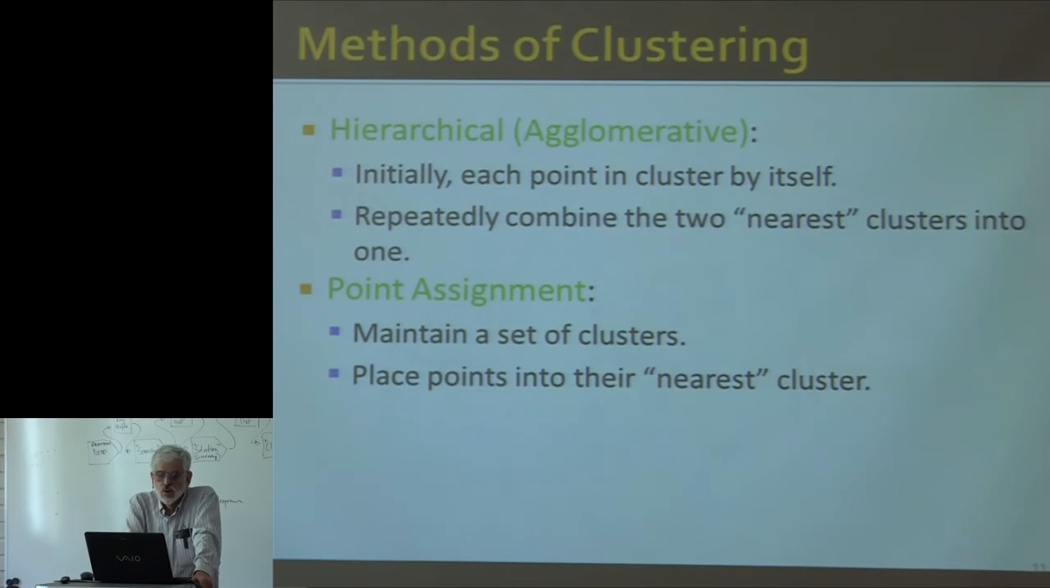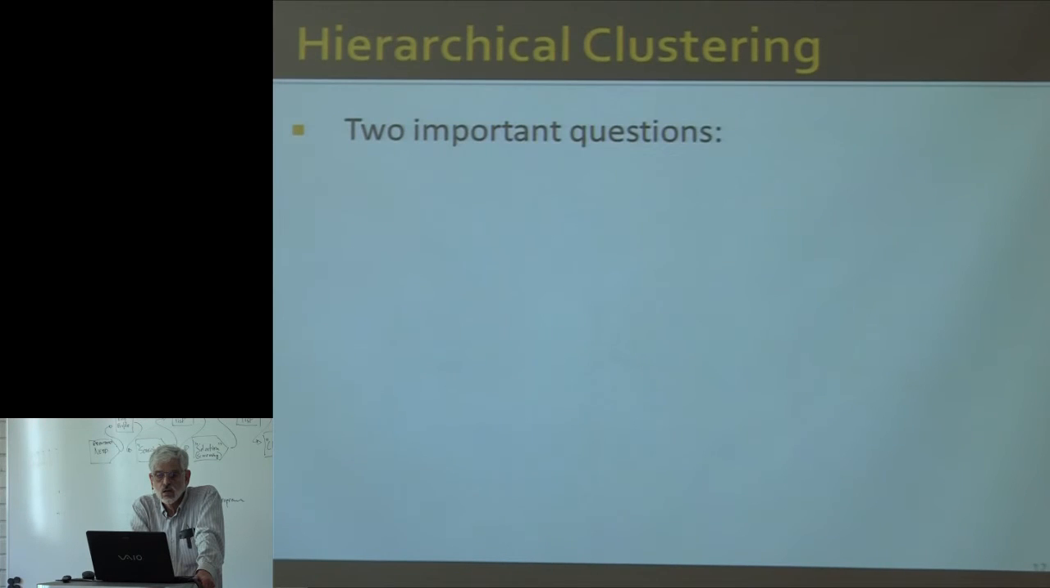Okay. The other approach is point assignment, where you sort of decide in advance roughly where the clusters are, maybe by sampling your data and doing some sort of an enumeration to find the best clusters. So that you have sort of an idea of how many clusters there are and roughly where they are, and then you just assign all the points in your space to the nearest cluster. Okay. Well, we'll talk about that later. Let's talk about hierarchical clustering.